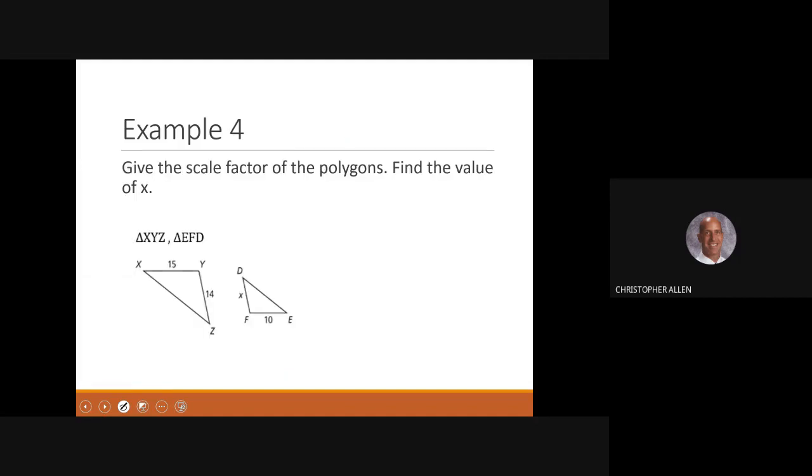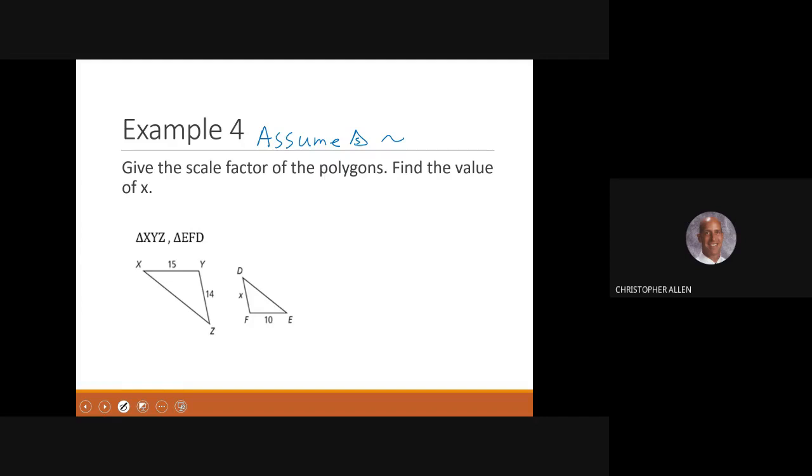All right, so let's talk about scale factor. It says, give the scale factor for the polygons and find the value of x. So I should have included this in my directions. We're going to assume that these triangles are similar, and I should have written that in the directions. They look like they're the same shape, although it should be stated in the directions.